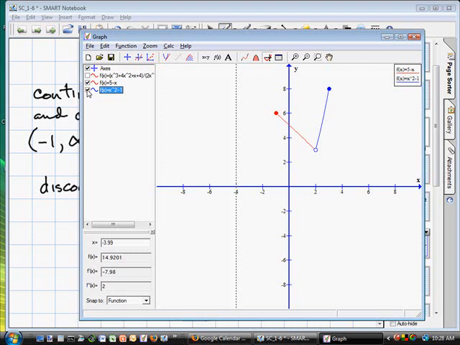Okay. So I guess let's look at some problems on the assignment. Page 69. First section, 1 through 10. Determine whether the function is continuous on the entire real line. Explain your reasoning.